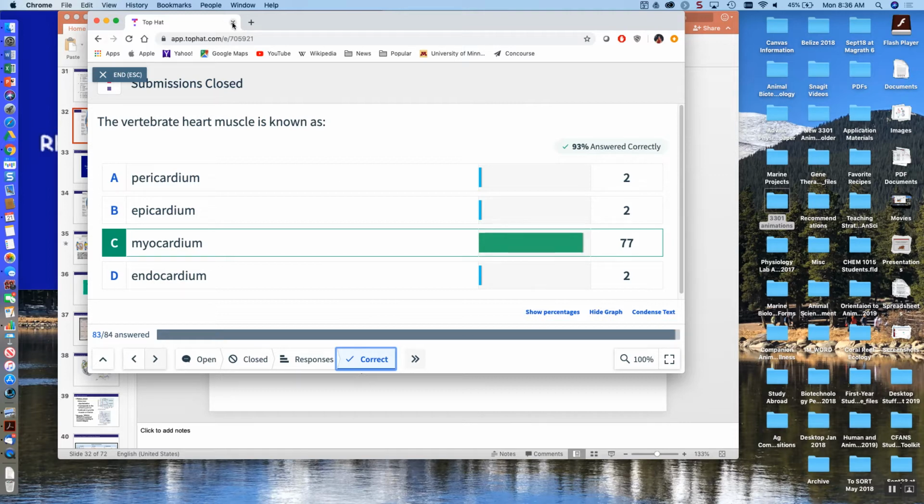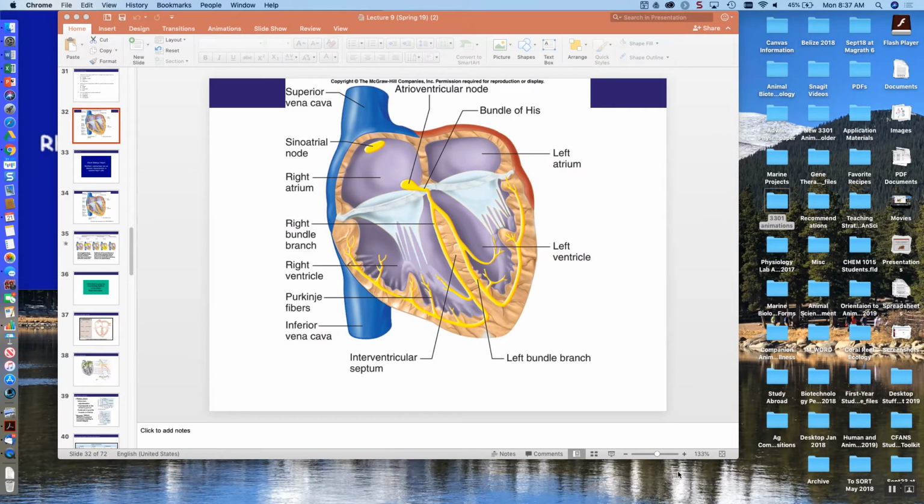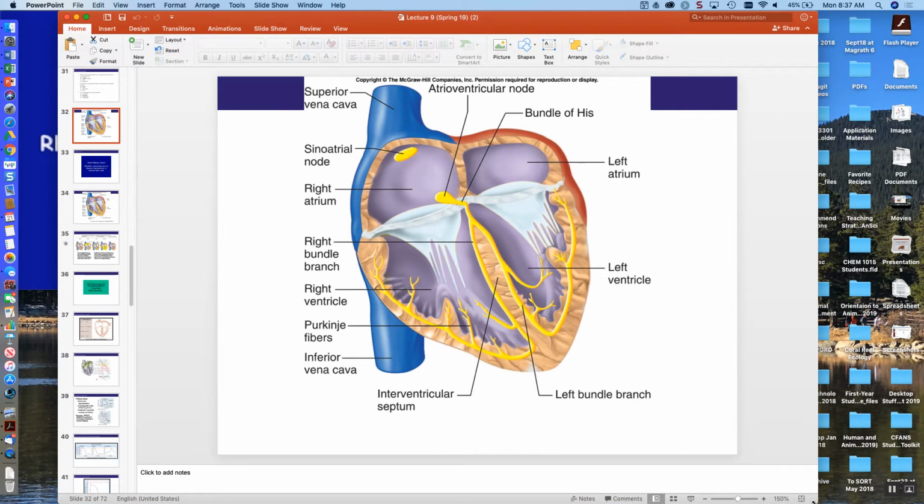All right, so today we're going to finish up with electrophysiology of the heart. This is one of those lectures where there's a lot of information. It can be more abstract, so please ask questions if there's anything that's confusing to you. I think we'll have enough time today to get through the entire lecture.